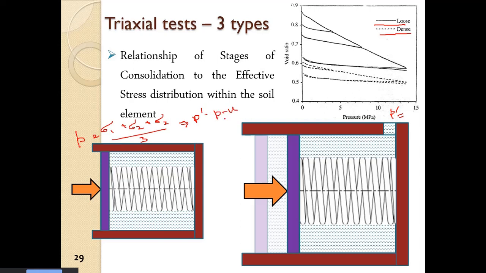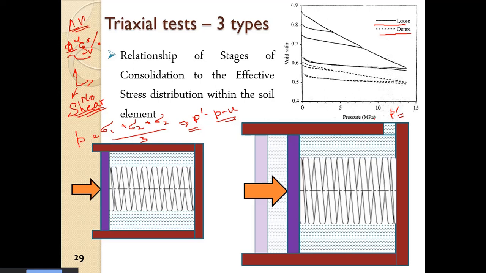So P dash is equal to P minus U. The pore water pressure is the same in all directions, as we have observed. This effective confinement only causes volumetric strain, only causes delta V. It does not cause any shear or deviatoric straining. No shear.